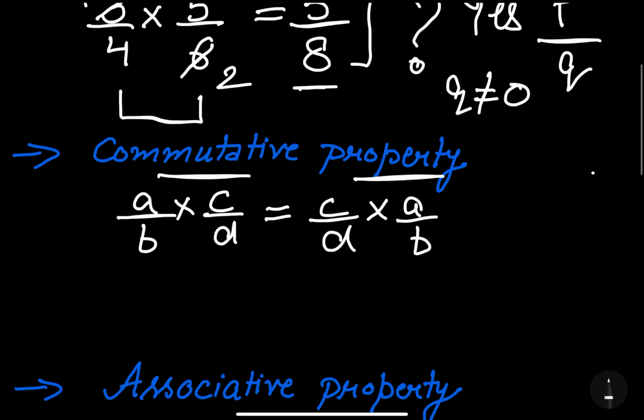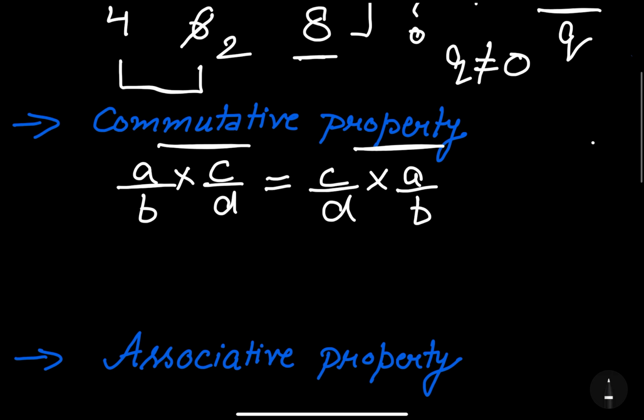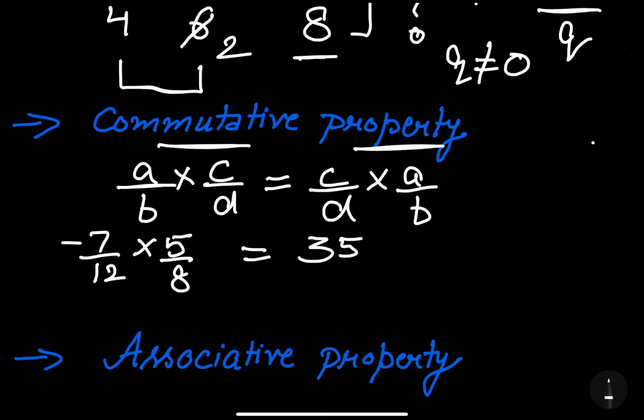I will show you now with examples. Suppose we have two rational numbers. I am taking minus 7 by 12 and 5 by 8. Okay, here what is a by b? Here minus 7 by 12. What is c by d? It is 5 by 8. Let's first multiply these two numbers. 7 5s are 35, and minus we will write as it is. 12 8s are what? 96. So this we got.